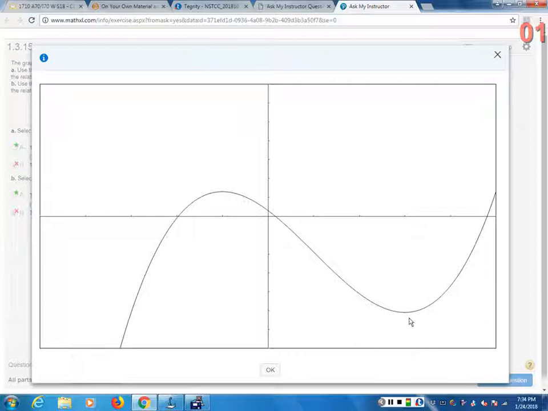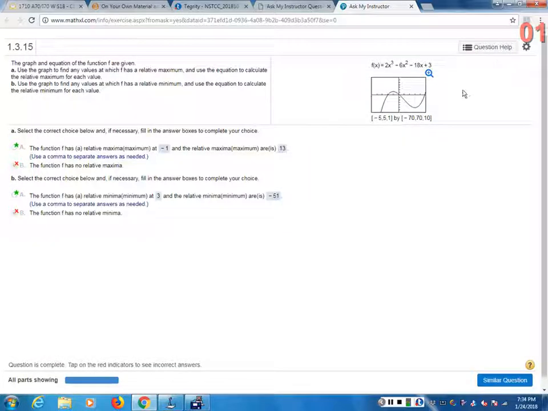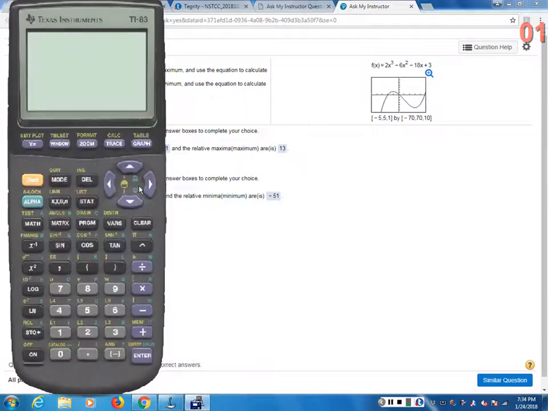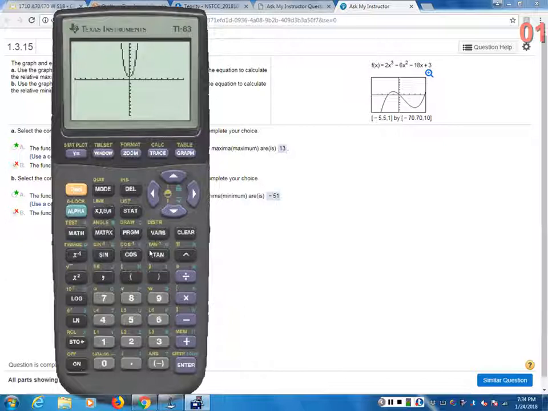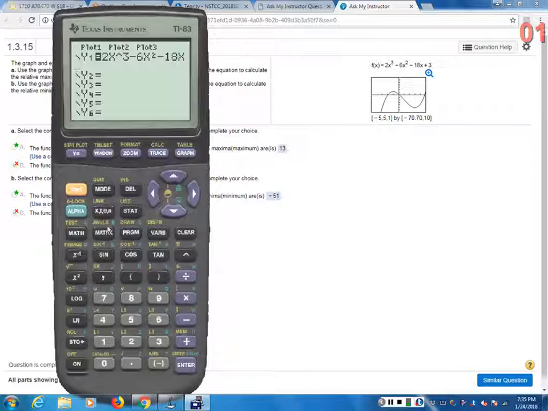So you're going to use the calculator. So a function has a relative minimum at. So let's put this in the calculator. Use the graph. Well, we're going to use our calculator. Y equals, clear. We're going to put in 2x to the third minus 6x squared minus 18x plus 3.